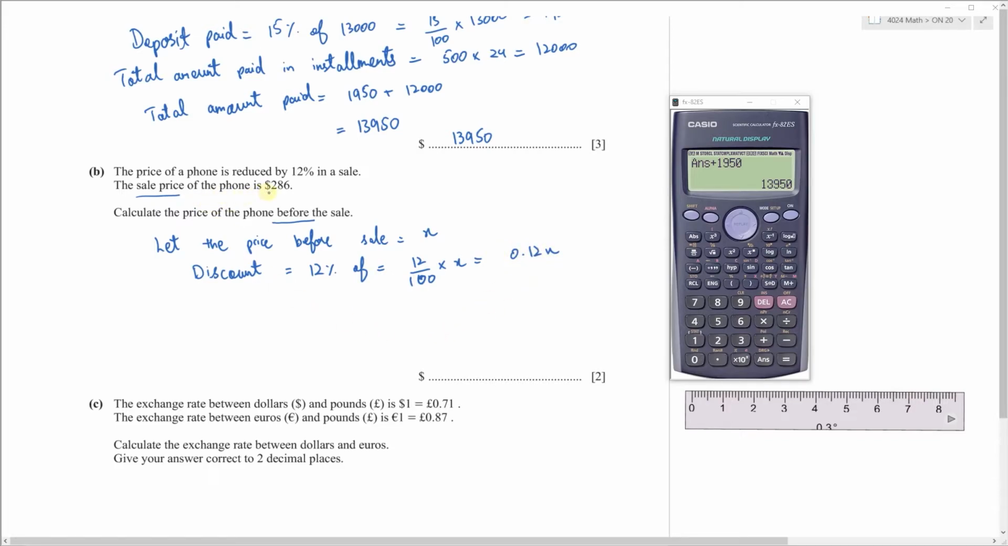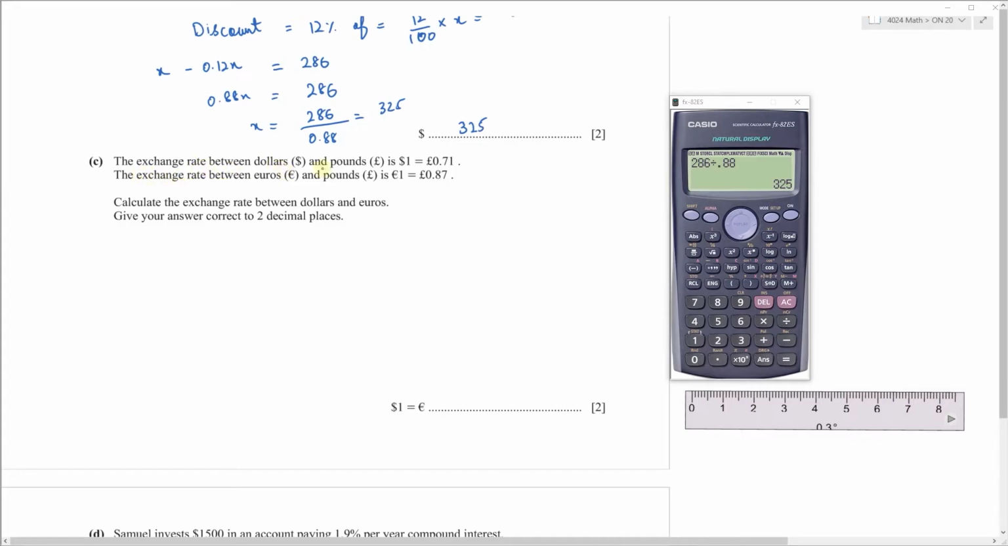Now we know that the sale price is $286. So the price before the sale was X, and then you subtract the discount, minus 0.12x, and you get the sale price, which is 286. Now you can solve this equation in x. This will be 0.88x equals 286, and x will be 286 divided by 0.88. So 286 divided by 0.88, $325. So the price before the sale was $325.